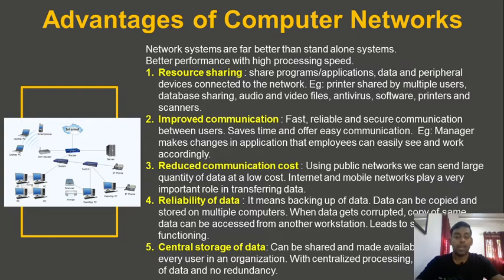And we have five distinct features: resource sharing, improved communication, reduced communication cost, reliability of data, and central storage of data. Let's look at them one by one. Resource sharing: sharing programs or applications and software, data and peripheral devices connected to the network. Examples: printer shared by multiple users, database sharing, audio and video file sharing, antivirus sharing, software sharing, printers and scanners sharing. These come under resource sharing. A resource can be any kind of software or hardware.